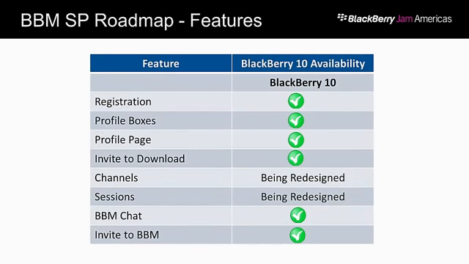As far as features go, I'm going to cover a high-level view across the various languages. For BlackBerry 10, obviously registration is supported. We have profile boxes, profile page, invite to download, which we've all gone over. Channels and sessions, as I mentioned, don't exist on BlackBerry 10 as they did for 5.7, but we're going to replace that with the peer-to-peer system that we're designing now. We also have the ability to invoke BBM chats, as we just saw, as well as invite to BBM.